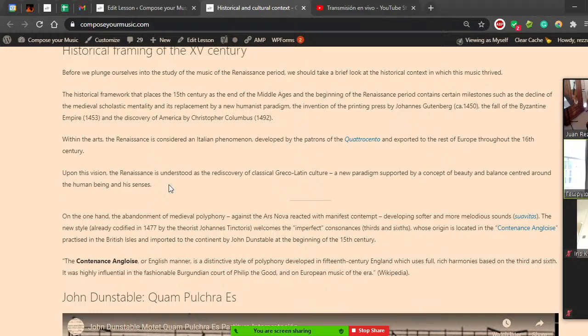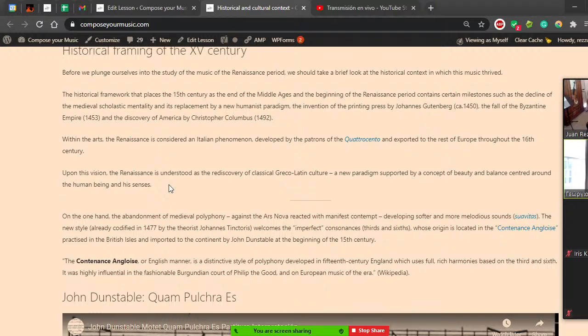Because in the arts, the first city that you see is that one. If you have any chance to go to that city, please go, at least once in your life. Upon this vision, the Renaissance is understood as the discovery of classical Greco-Latin culture, a new paradigm supported by a concept of beauty and balance centered around the human being and his senses.